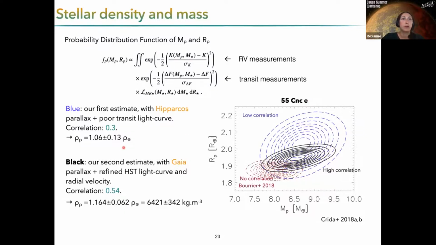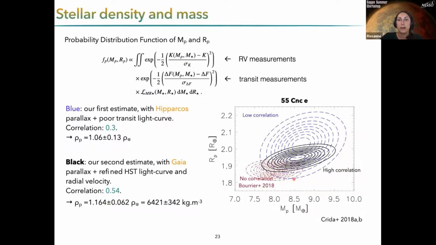And we found a density for the planet with a big uncertainty. But after Gaia, K, so we had the parallax very much more precise, and we also refined the HST light curve and better radial velocity measurements, and all combined gave this ellipse, which you can see is very much narrower here in the radius direction. The correlation is much higher, so the uncertainty on the density is much better.